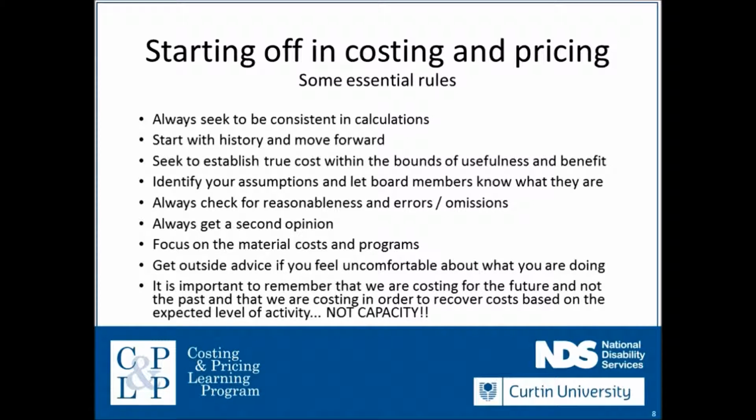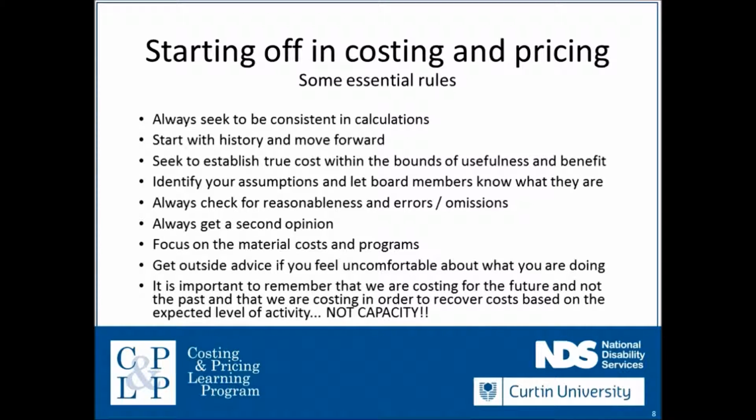Always check for reasonableness and errors or omissions. It's an iterative process, and you're not going to get it right the first time, and in fact you're going to continue to, if you like, refine and make it more and more reasonable, more and more correct as you go through each iteration. Therefore, you always want to check reasonableness, and you always want to check for errors or omissions, as well as have other people perhaps overlooking your calculations and your expectations to make sure it makes sense to third parties.